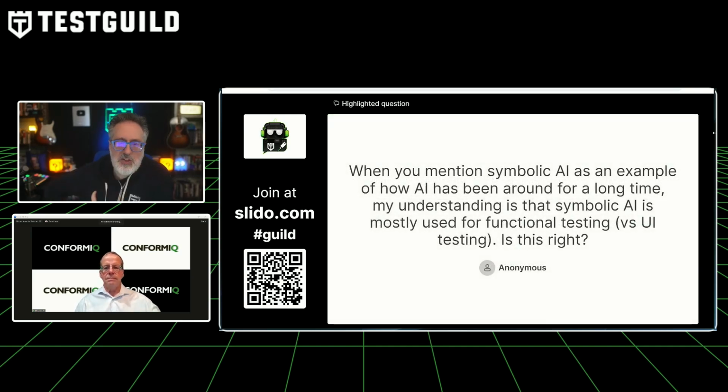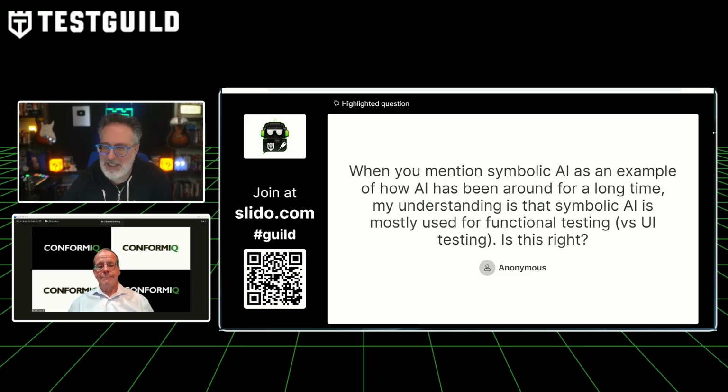Okay. When you mentioned symbolic AI as an example of how AI has been around for a long time, my understanding is that symbolic AI is mostly used for functional testing versus UI testing. Is that correct? Well, yes, we're using symbolic AI for functional testing. We have customers using it for UI testing as well. It has the ability to do a variety of different things, even API testing for that matter.